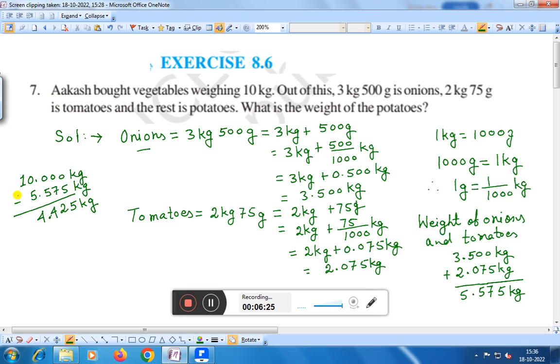Therefore, the weight of potatoes is 4.425 kg. Right? This is the solution of question number 7.